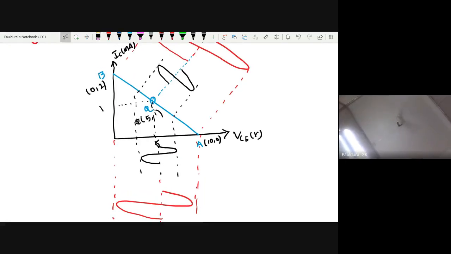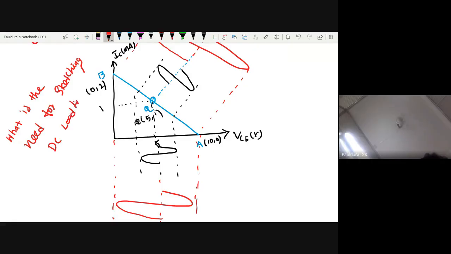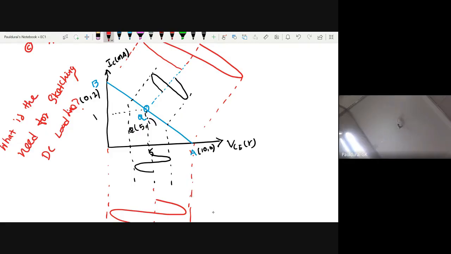Yesterday we have seen this, right? Now my question: what is the need for sketching the DC load line? It's very important. Yesterday I forgot to tell this. What is the need for drawing the DC load line, and why is it called the DC load line? That I will explain now. What is the need for sketching it? Any idea?